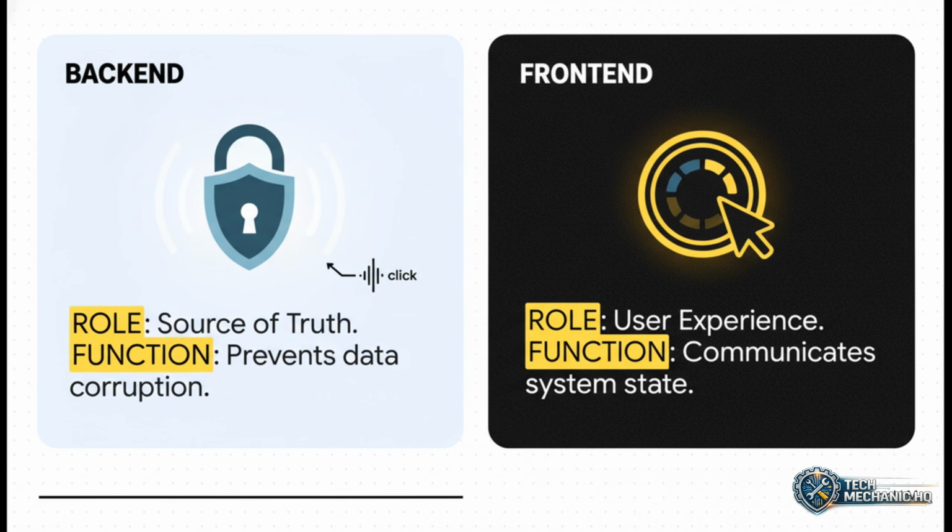On one side, you have backend idempotency. Its role is to be the source of truth. Its function is to prevent data corruption, period. On the other side, you have front-end debouncing, disabling that button. Its role is purely user experience. Its function is just to visually communicate, hey, we heard you, we're working on it. One provides absolute protection, the other provides necessary clarity. And you really do need both.